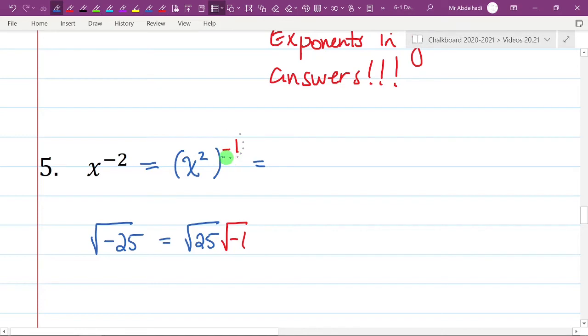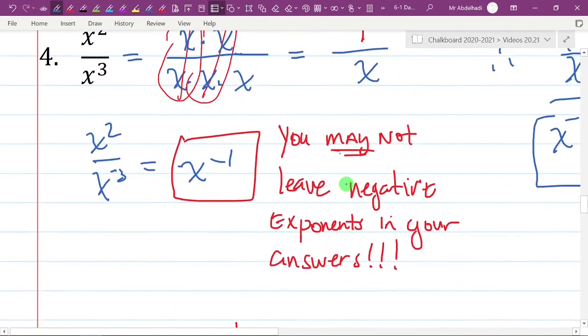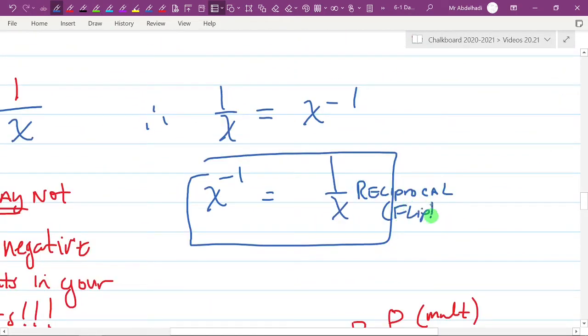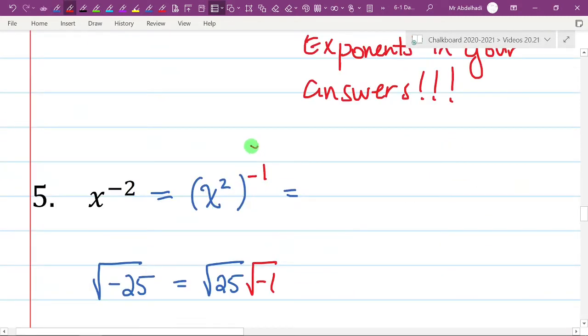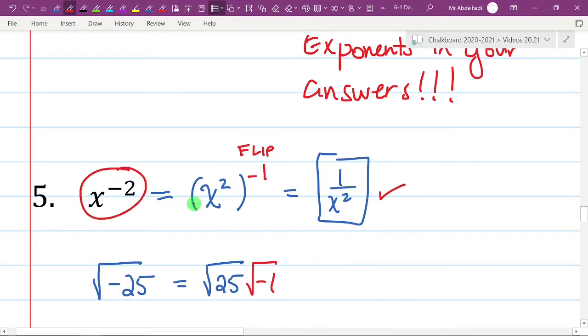Now, what did we say about a power of negative 1? It means reciprocal, flip, upside down. So what you have here, you have an x squared with a flip. So that means 1 over x squared. And now you're done. Now notice there are no negative powers, and that is going to get you full credit. You may not leave it with a negative exponent. Okay, let's do a couple more of these so it sinks in.